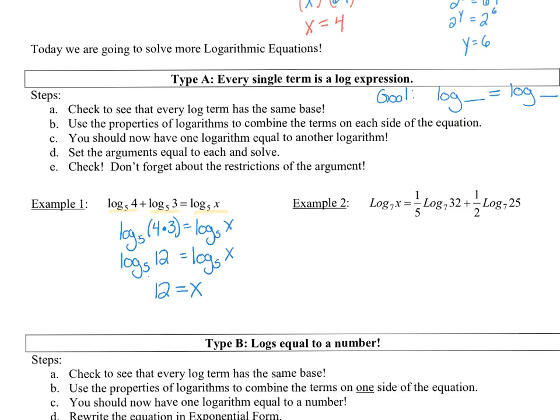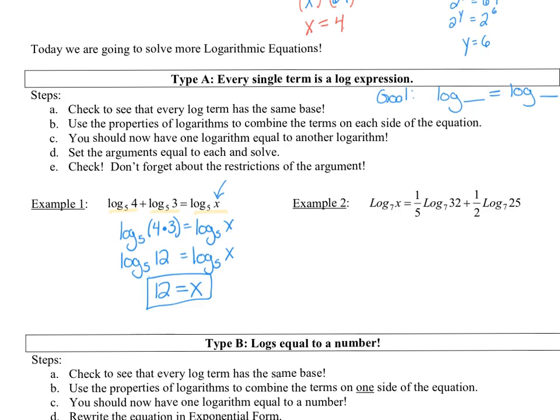The final thing that you should always do is check that what you got for x does not make any of the arguments negative or 0. So when you go back and plug this in, if you plug in 12, we have log base 5 of 12. Since 12 is positive, it doesn't make the argument negative, so 12 is a valid answer.